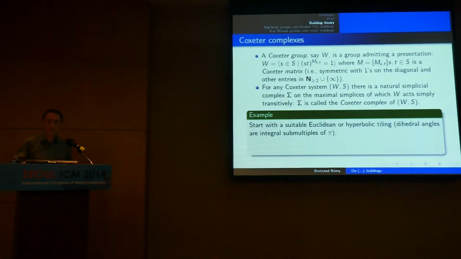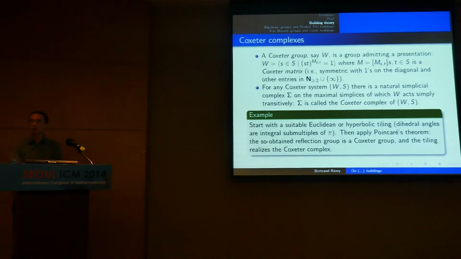But what I suggest for this talk is to go the other way around. Namely, you start with a standard geometry, a Euclidean or real hyperbolic space, and you pick a suitable tile inside. Suitable means that the dihedral angles must be integral submultiples of pi. Why? Because I want to apply Poincaré's theorem, which tells you that if you reflect the tile along the codimension 1 faces, then you get a discrete group, which is Coxeter. And the tiling you obtain of the ambient space is a realization of the Coxeter complex. This is all you need to have in mind for Coxeter complexes. This will be enough.